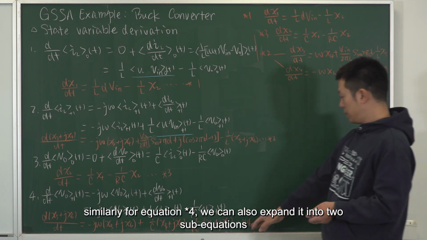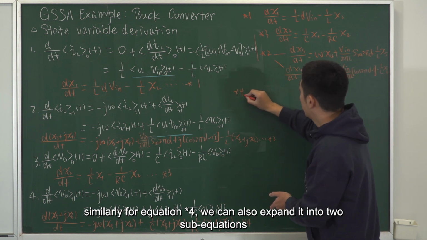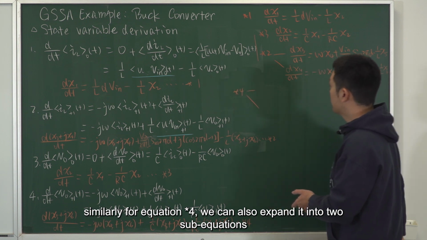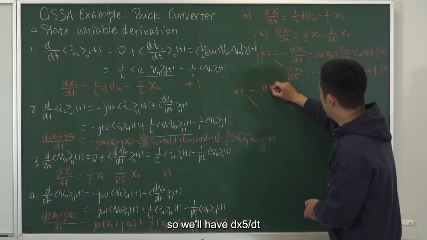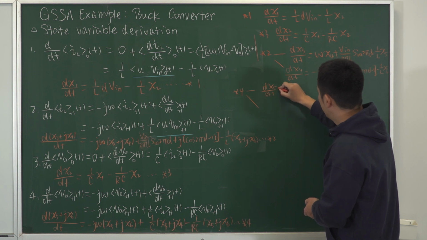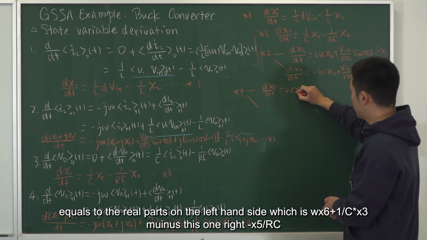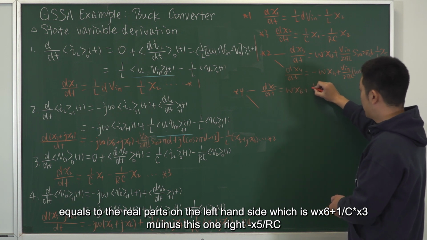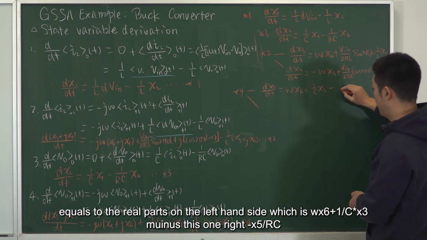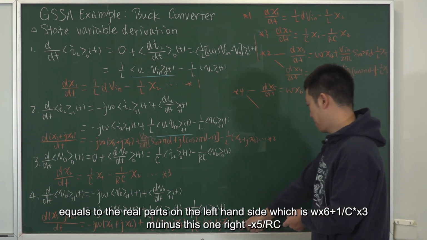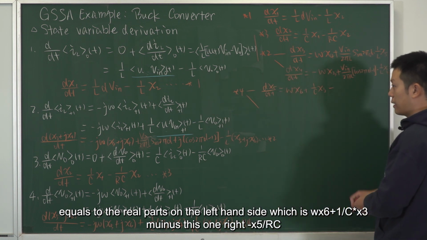Similarly, for equation star 4, we can also expand it into 2 sub-equations. First one is the real part. So we'll have dx5 over dt equals the real parts on the left-hand side, which is omega x6 plus 1 over C x3 plus, minus this one, right? Minus x5 over RC.